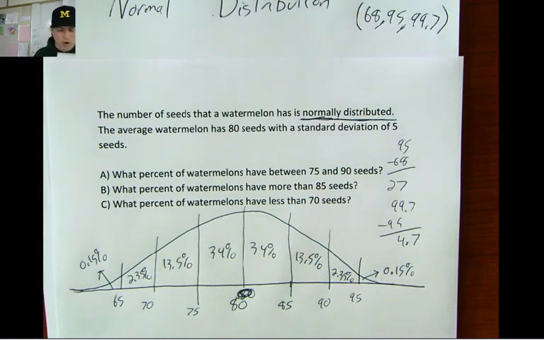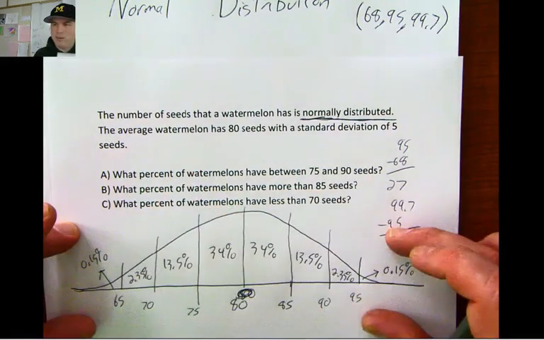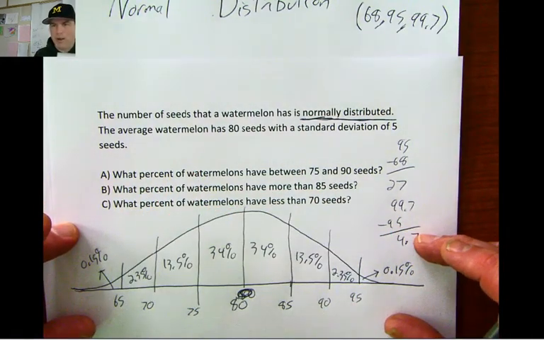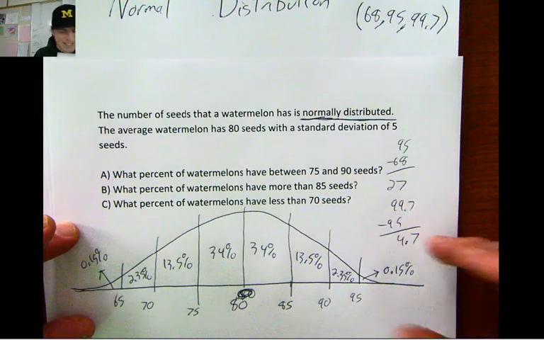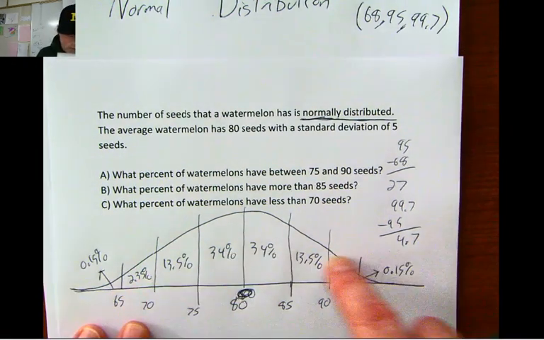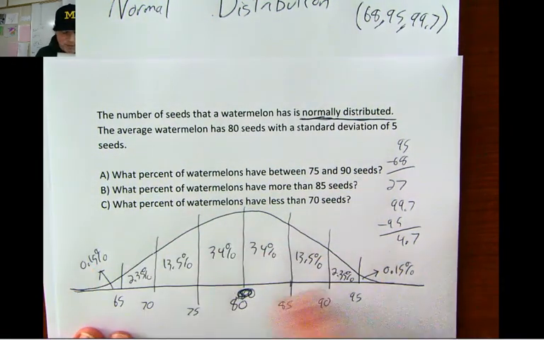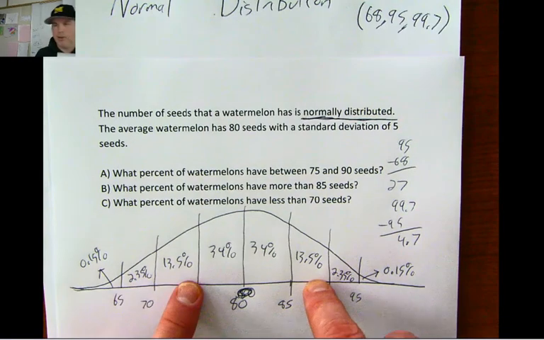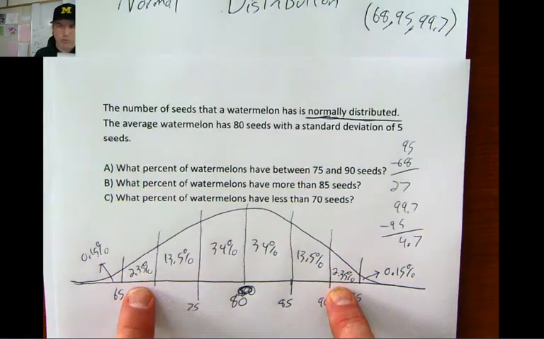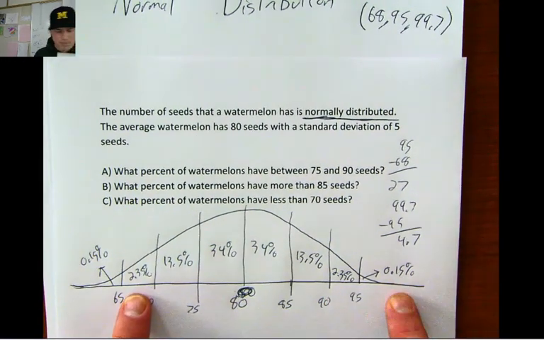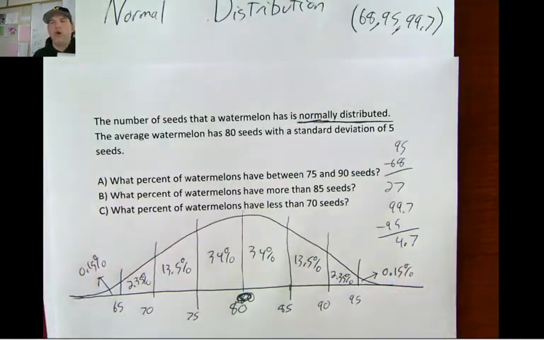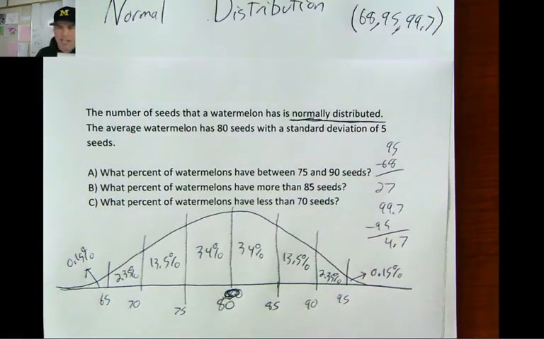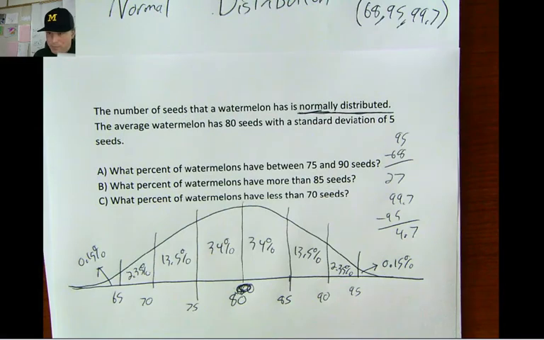When you're doing your homework tonight, do this on every single problem. These numbers never change, these numbers always stay the same, but these numbers change. But if every single problem you're writing 34, 34, 13.5, 13.5, 2.35, 2.35, 0.15, 0.15, you'll remember those numbers on test day and it'll make your life easier. All right, here we go.